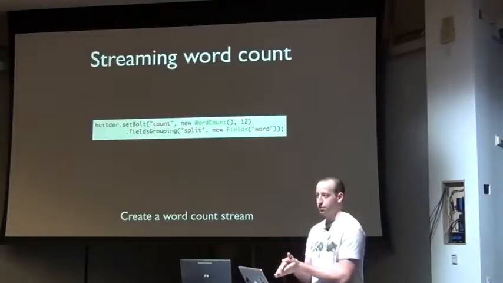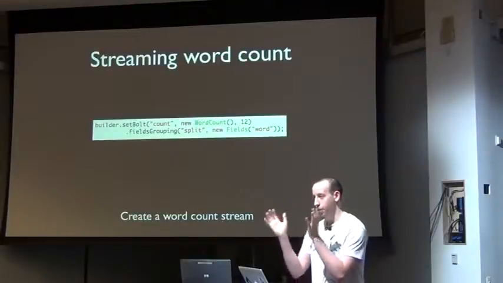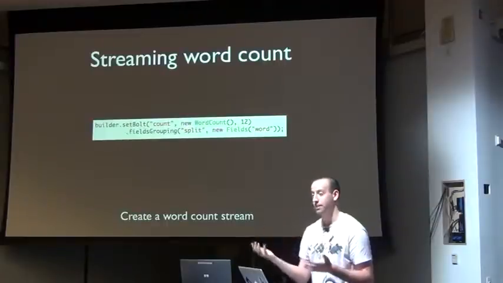Now the reason we use a fields grouping here rather than shuffle grouping is because if we use a shuffle grouping, the same word can go to multiple tasks, and each task will have an incomplete view of how many times that word is repeated.